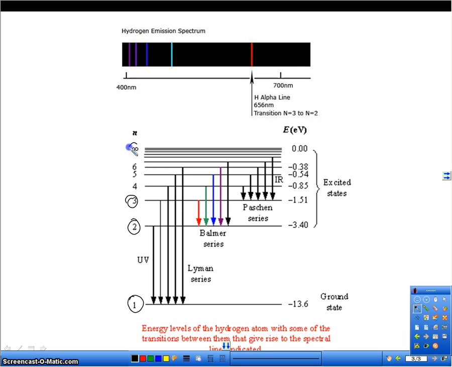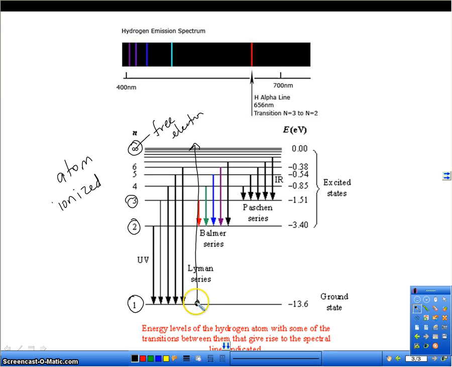The n equals infinity state is a free electron. If I take an electron and move it from n equals 1 and give it enough energy to get out to n equals infinity, that means that electron has broken free from the atom. We can say that the atom is now ionized. That's the word we use, meaning that the atom has lost an electron, and so it has become an ion and has a charge now.